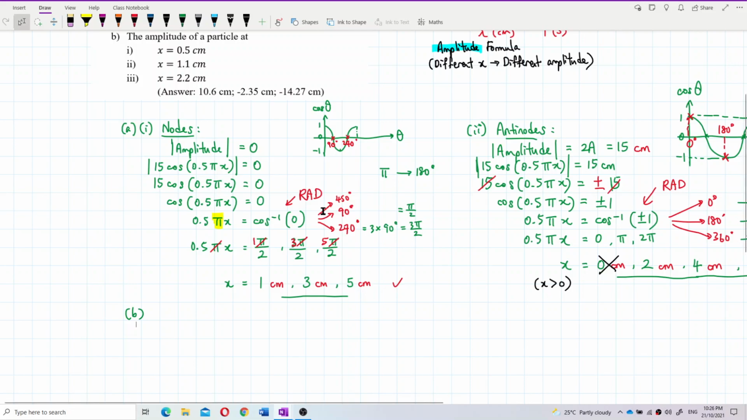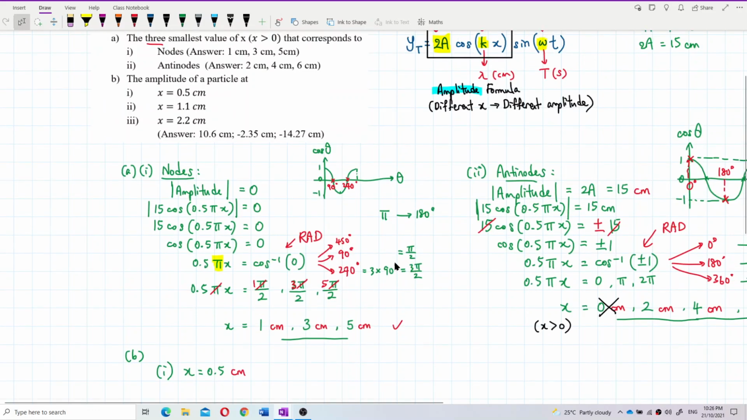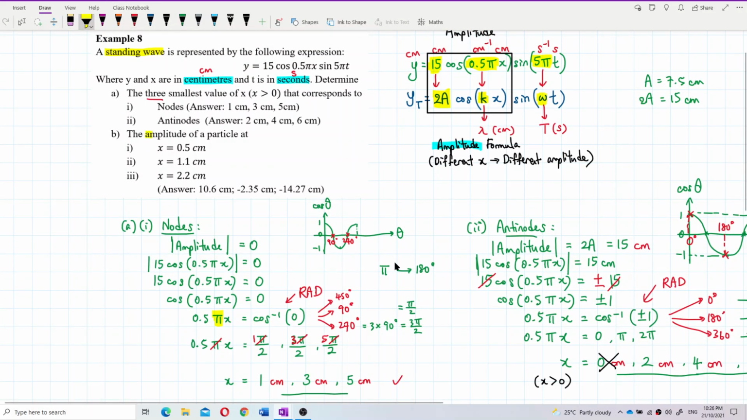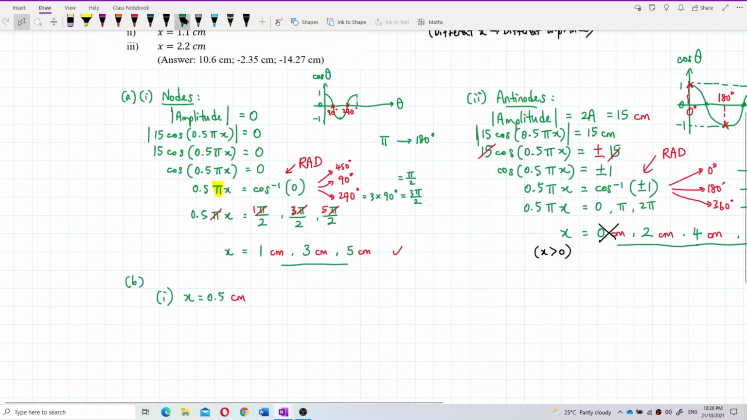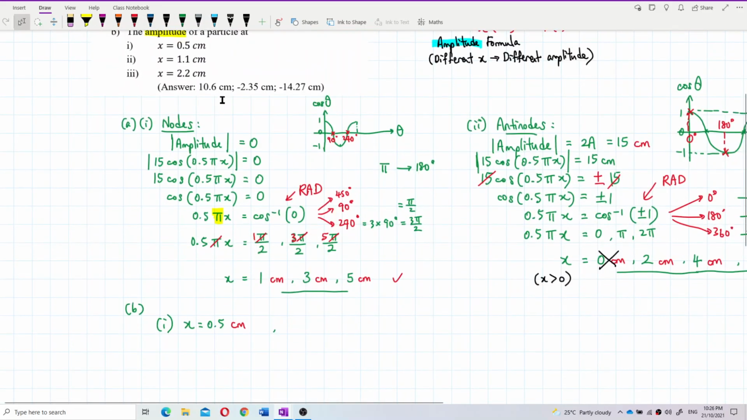So let's start with the first one, where x is equal to 0.5 centimeter. Be careful with the unit, centimeter. Okay, so we want to find the amplitude of that particle. You see, different particle, different position, we have different amplitude. Let's check, is it a different amplitude for a different position? Find the amplitude.